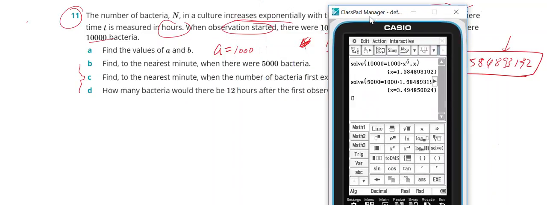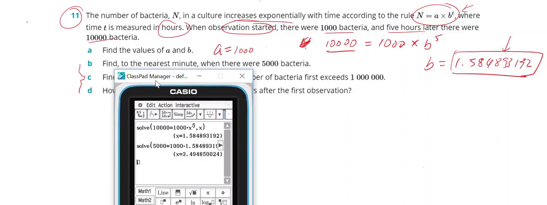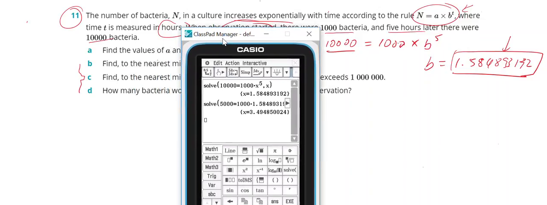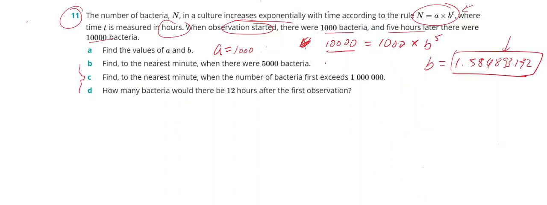Okay, you've got to be really careful because it says find to the nearest minute. Okay, it's not hours, it's minutes. Remember, when we calculate the t value, it's in hours. So we need to convert this into minutes. So how do I do this? Well, how many minutes are in an hour? 60. So to the nearest minute, it's 210 minutes.